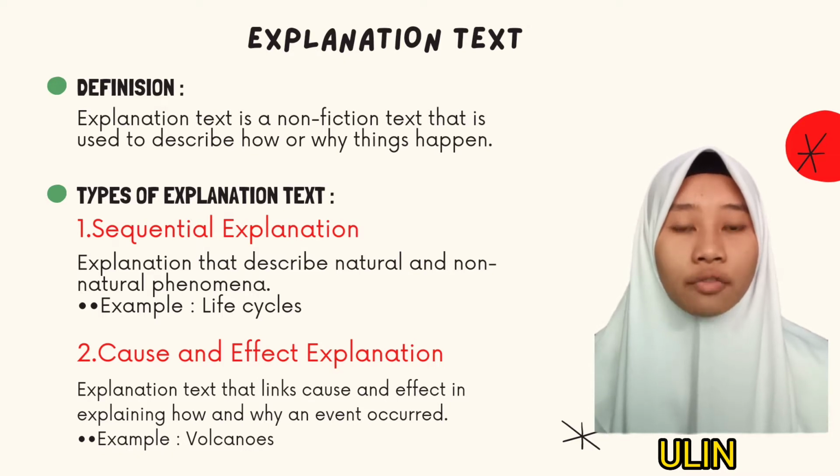Number 2. Cause and effect explanation, namely, explanation that links cause and effect in explaining how and why an event occurred. Example: volcanoes.